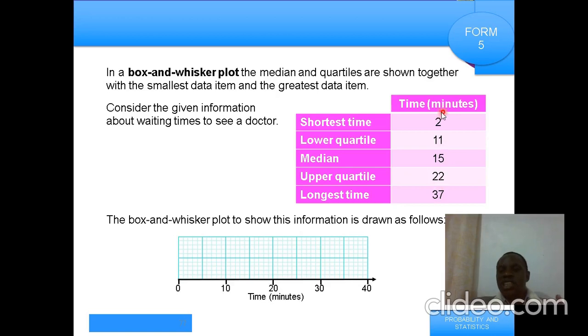Then start plotting them. So you start. 2 is here. You see a mark has come for 2. Then you put 11. 11 is just above 10 here. There, you put a longer one. You will know why later. Then the median is 15. So you put it at 15. Then 22. 22 is 2 boxes after 20. Then 37. 37 is here. Then you join them like this.